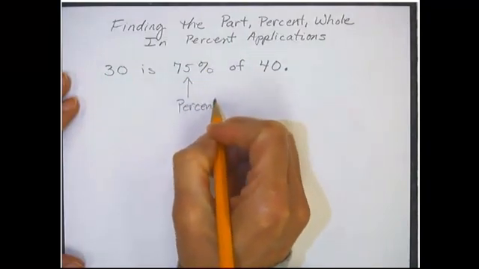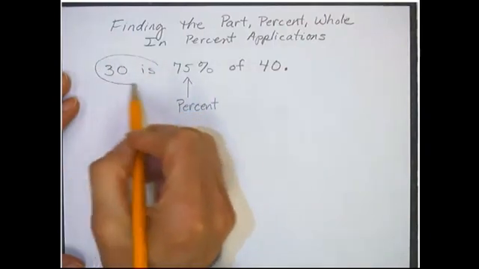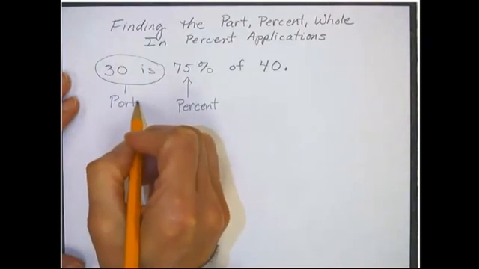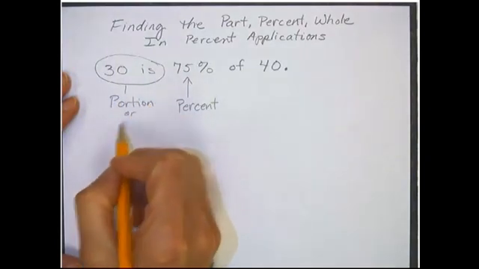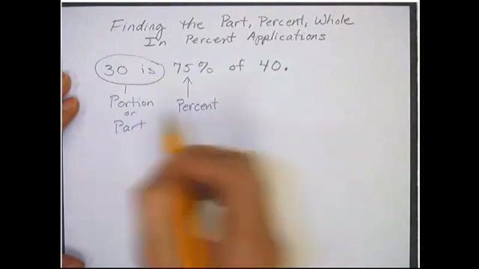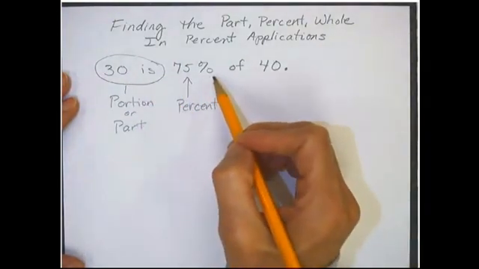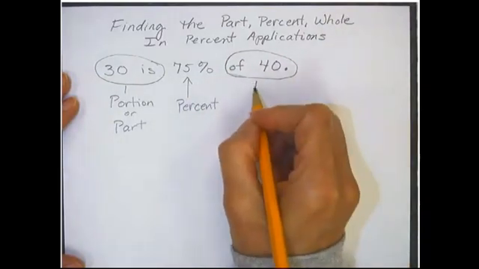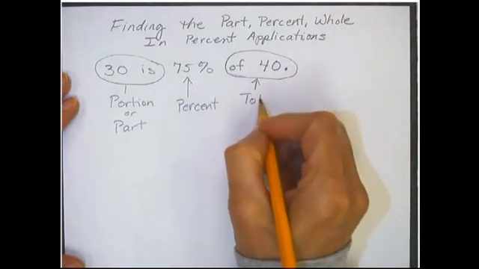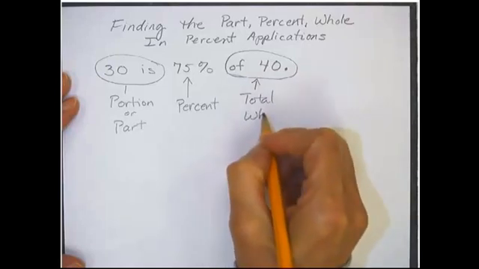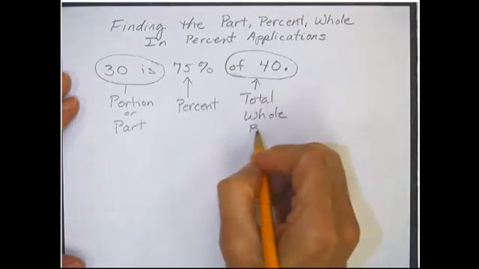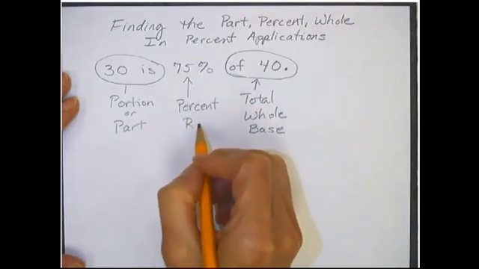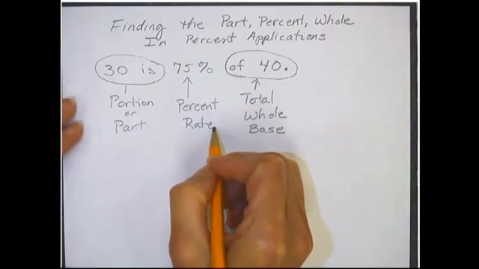In this case, I think we can see that the 75%, we know that that is the percent component. But the 30 is our portion, or our part. I'm going to write both of those words here. Okay, 30 is 75% of 40. 40 is our total. Sometimes you use the word whole. And sometimes I've seen base. Another word for percent very often is rate. So any of those would work.